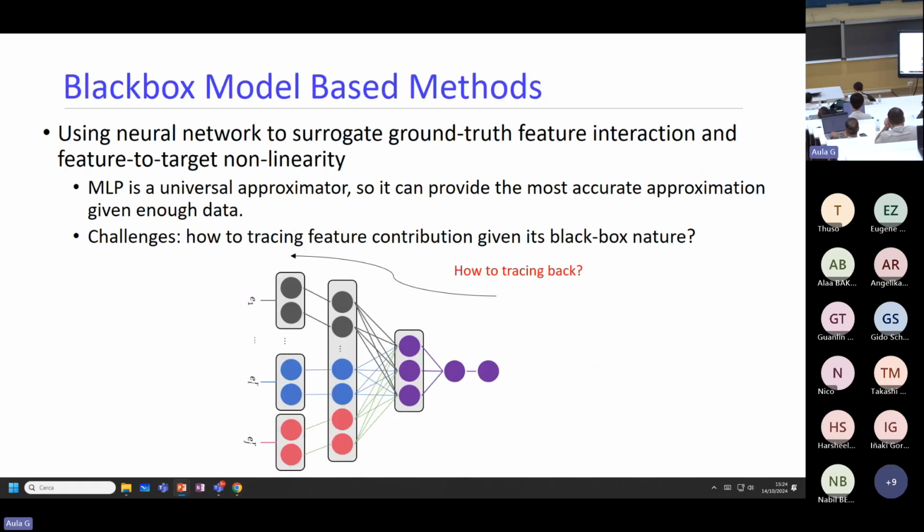Using a neural network to surrogate, to choose feature interaction and feature-to-target nonlinearity is very good because MLP is a universal approximator. So ideally, it can provide the most accurate approximation given enough data. But the challenge here is how to trace feature contribution given its black box nature.